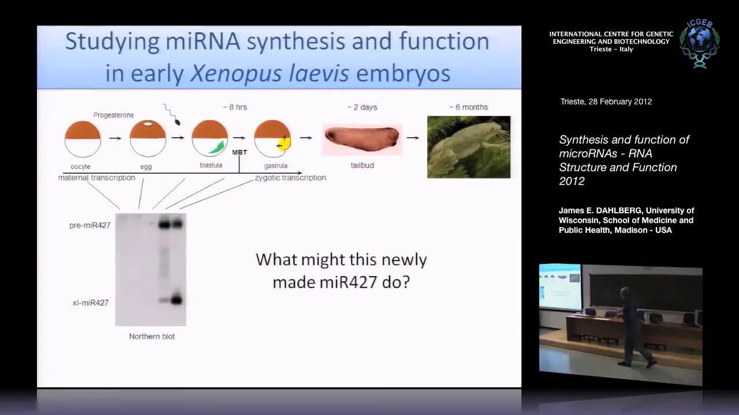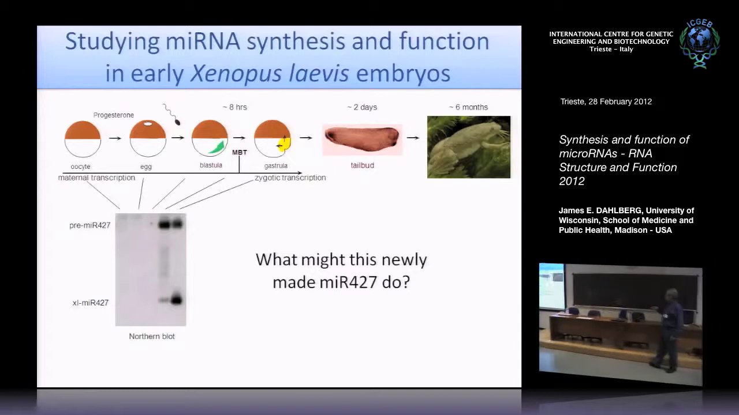So we've been studying microRNAs in our friend Xenopus here. Marv has already introduced you to the frog oocyte. The oocyte matures into an egg by progesterone, and on fertilization the egg starts to divide very rapidly, and as Marv told you this morning, there's essentially no transcription that occurs until around the mid-blastular transition, which is about 7 or 8 hours after fertilization.